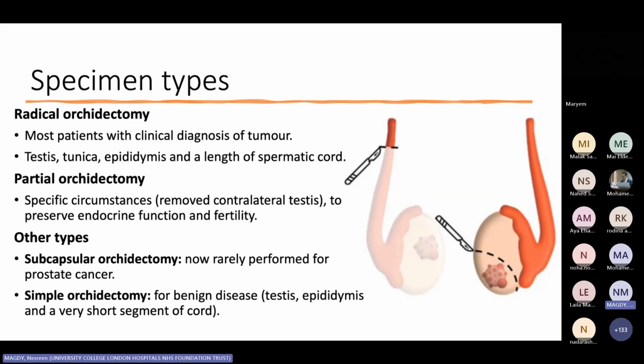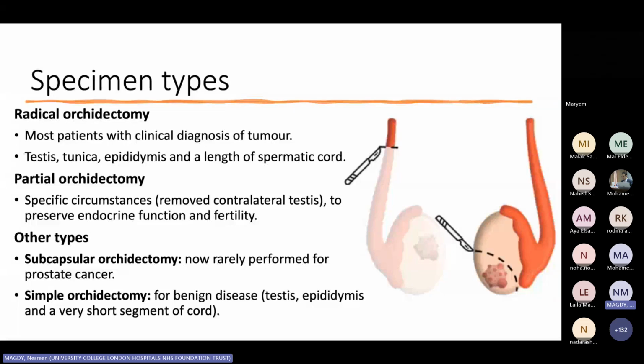Okay. So the types of testicular specimens we receive vary according to the clinical context. The most common type is the radical orchidectomy, which is performed for most of the patients with a clinical diagnosis of tumor, and this includes the testis, tunica, epididymis, and a good length of spermatic cord.